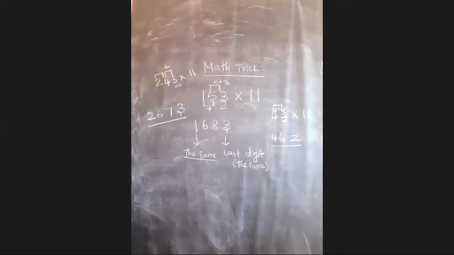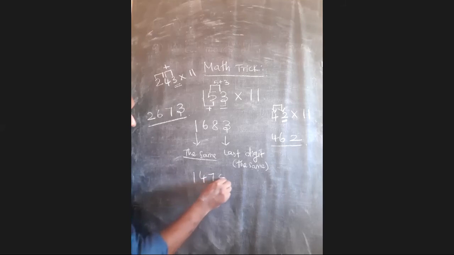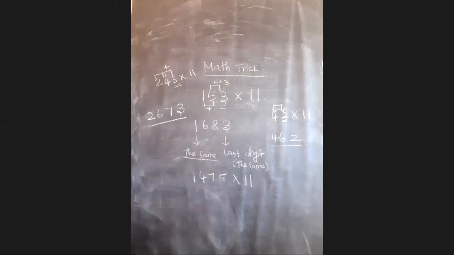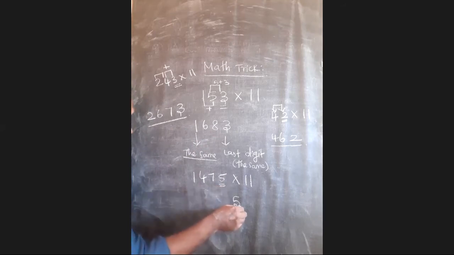So for your better understanding, one more explanation. 1475 into 11. This sum is a little different from the previous questions we have discussed. Definitely write the last number as it is, 5. Again, I cannot understand, sir. Don't worry, pay your attention very properly. Most of the students understood. Definitely you can also understand. Write the number 5 as it is.